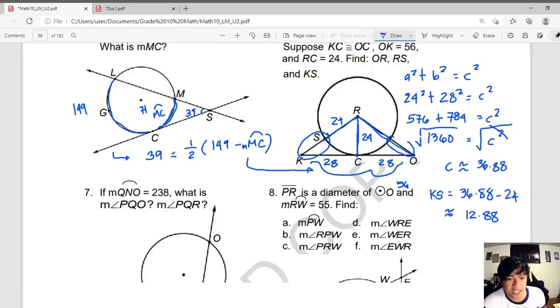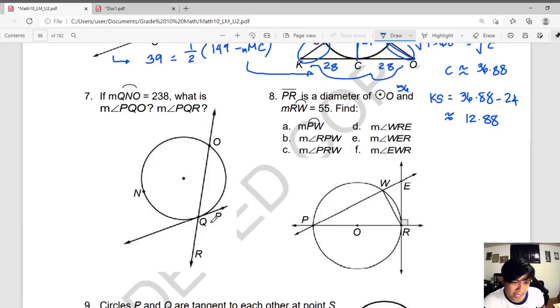Ito, isang tangent line and isang secant line, nag-meet sila sa point of tangent C. So, ang gagamitin natin ito, ito yung panglima na theorem. So, para lang siyang inscribed angle. So, ibig sabihin, kung ang measure ng RQNO is 238, what is the measure of angle PQO? Saan ang PQO dito? PQO. Ito. Tama ito. Measure nito ay PQO.